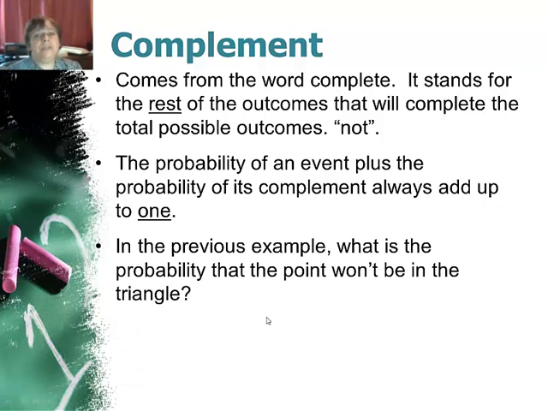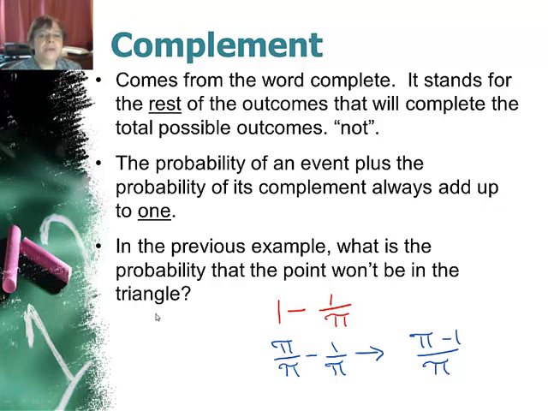So in the previous example, what is the probability that the point won't be in the triangle? Well, I can just take my answer and subtract it from 1. 1 minus 1 over pi. And honestly, that answer is just fine. For my pre-AP kids, I'm going to go ahead and get a common denominator so I can write it all as one fraction. Pi is irrational, so it's kind of weird to use that word with pi. So both of these answers are perfectly acceptable.